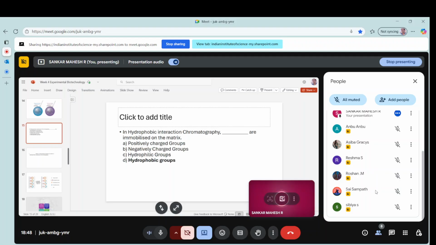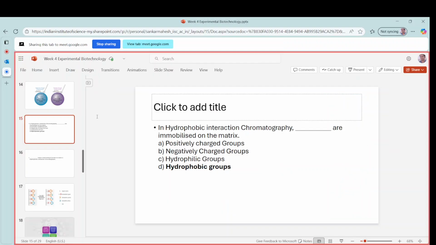Okay, as the name suggests, in hydrophobic interaction chromatography, the hydrophobic groups are your stationary phase. Positively charged groups and negatively charged groups is what we saw earlier in ion exchange chromatography. Hydrophilic groups could be used in affinity chromatography.